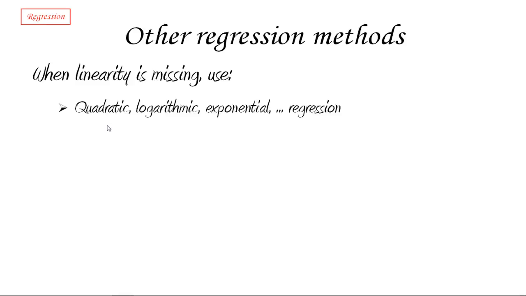So, are there other regression methods besides least square linear regression? Well, of course, you bet your life there are. Now, first of all, when the linearity is missing, that's fairly easy to do. Okay, what you can do is you can use other kinds of regression, things like quadratic regression, logarithmic regression, exponential regression, polynomial regression, etc., etc.